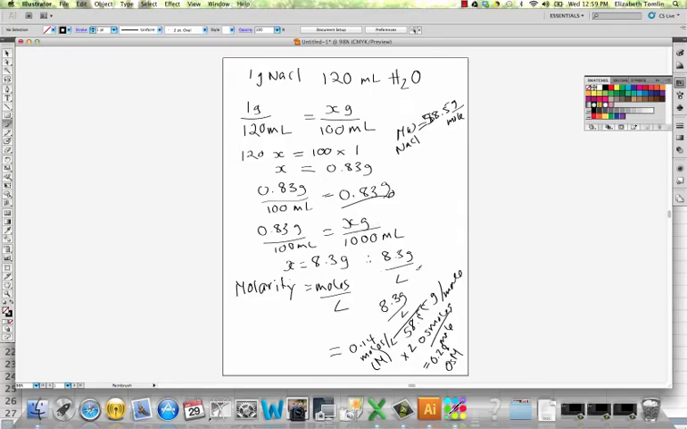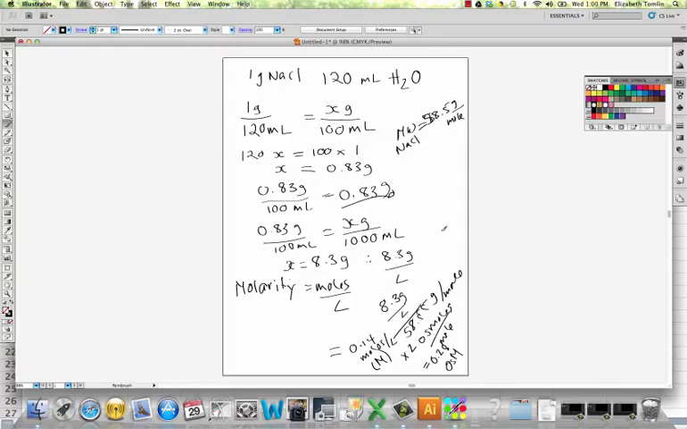Then, because we now have our concentration expressed in grams per liter, it's just a simple unit conversion to convert it to moles per liter. So the rule of thumb is convert everything into grams, moles, and liters before you start, and then you will have a simpler time doing your calculation.